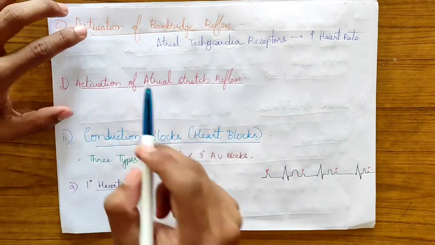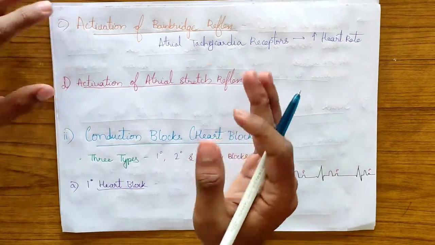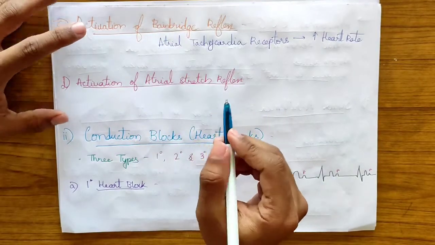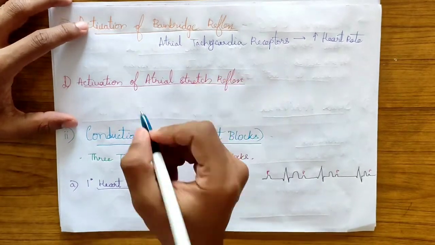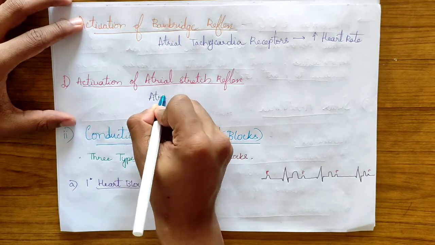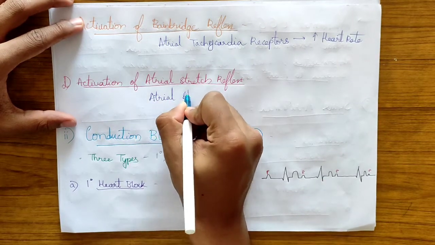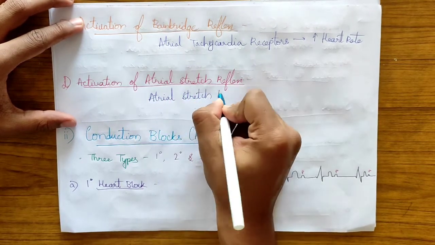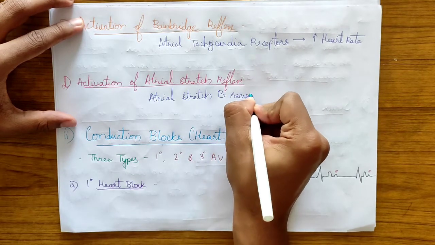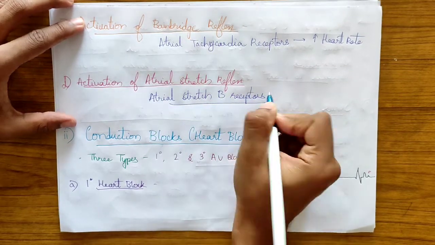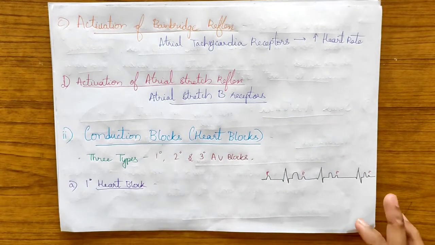The next mechanism is the atrial stretch reflex. It is similar to the Bainbridge reflex, but in this there is stimulation of the atrial stretch B receptors. This also increases the heart rate due to the atrial stretch.